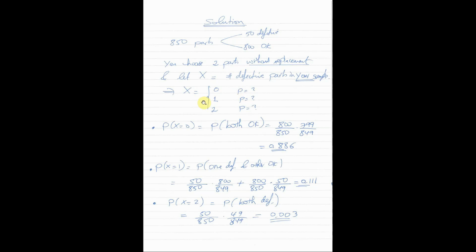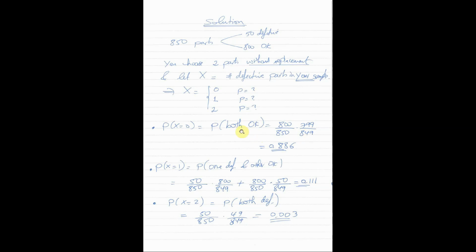What's the probability that x is equal to 0? How can we get the probability that x is equal to 0? What's the meaning of x equal to 0? Both are not defective, or in other words, both are okay. So the probability that x is 0 is the same as the probability that both items that you have chosen are okay. What's the probability that both are okay? It means both of them are coming from the 800. So 800 over 850 times 799 over 849.